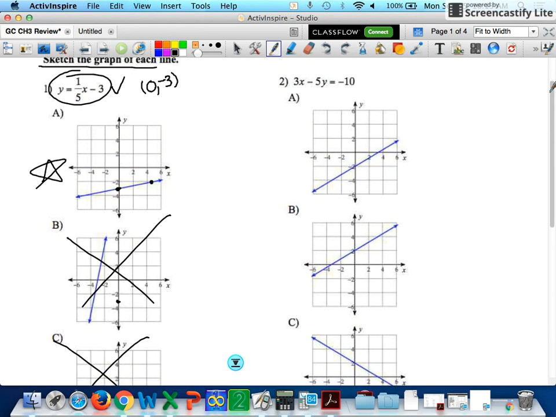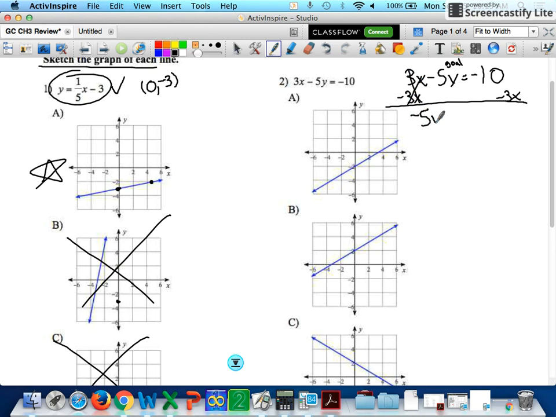For number 2, again, we can't graph it from standard form. We need to get it into slope-intercept form. So I have 3x minus 5y equals -10, and I want to isolate that y variable. I want to get y by itself. Once I have y by itself, then I can graph it. So I subtract 3x from both sides. Those are going to cancel.